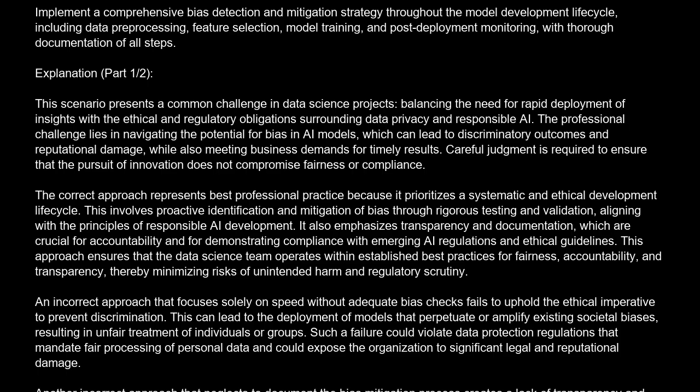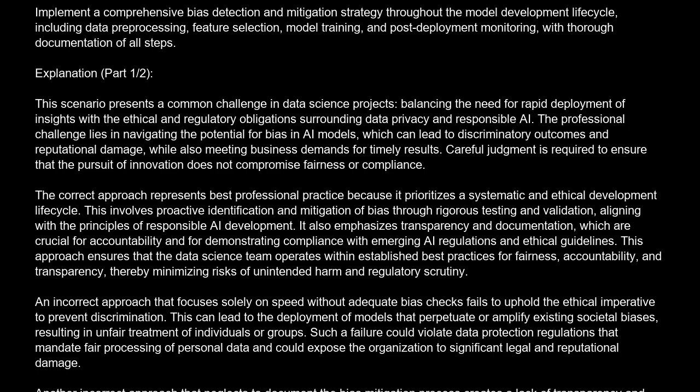Explanation. This scenario presents a common challenge in data science projects, balancing the need for rapid deployment of insights with the ethical and regulatory obligations surrounding data privacy and responsible AI. The professional challenge lies in navigating the potential for bias in AI models, which can lead to discriminatory outcomes and reputational damage, while also meeting business demands for timely results. Careful judgment is required to ensure that the pursuit of innovation does not compromise fairness or compliance.